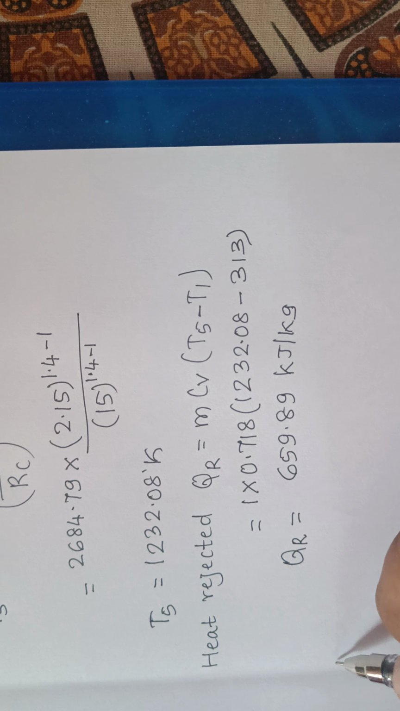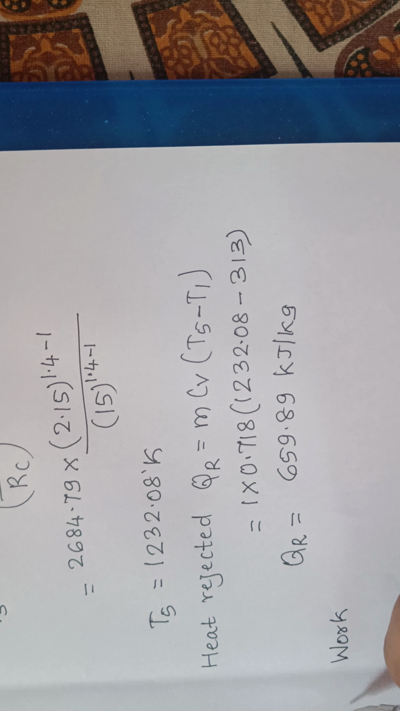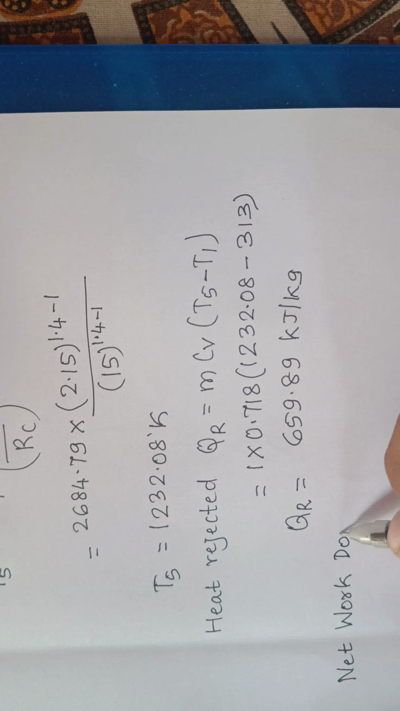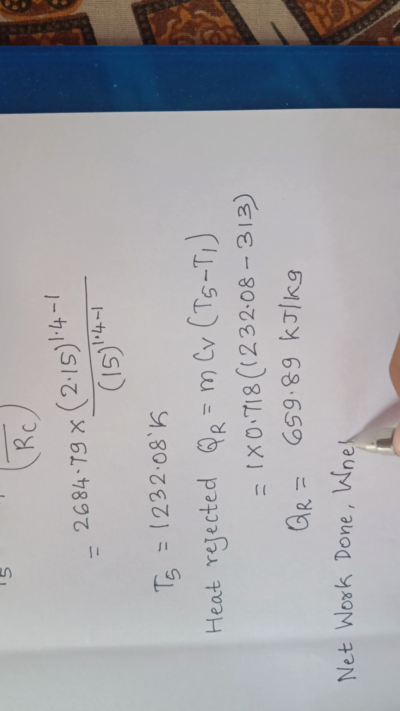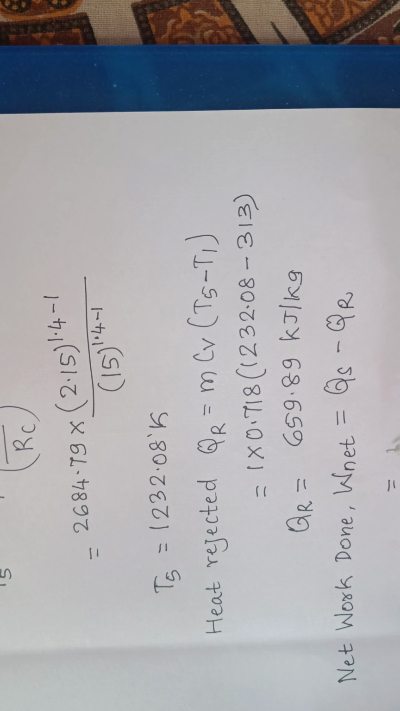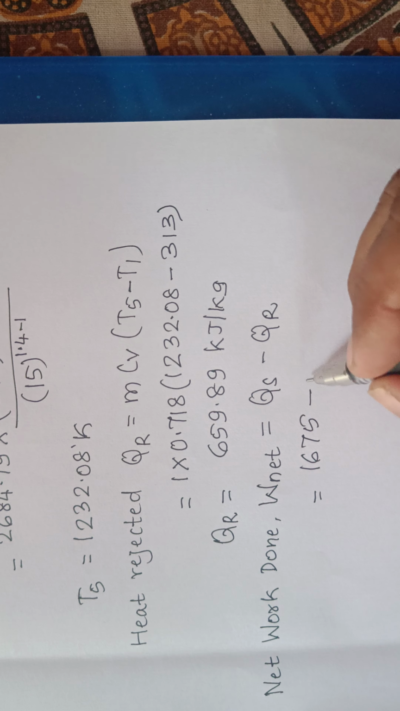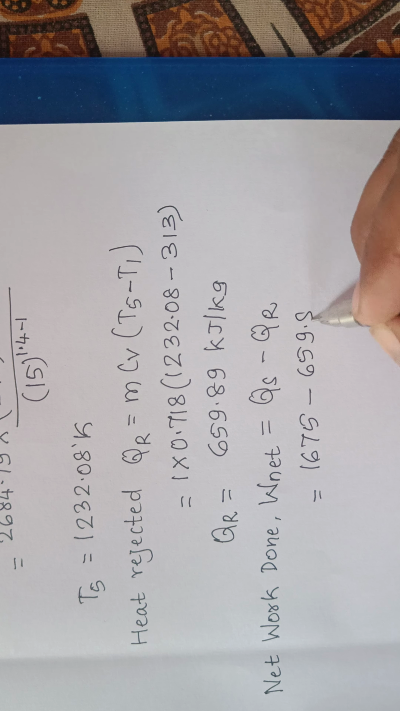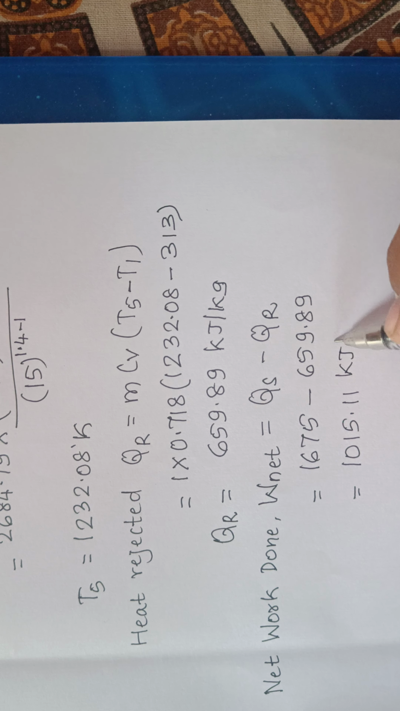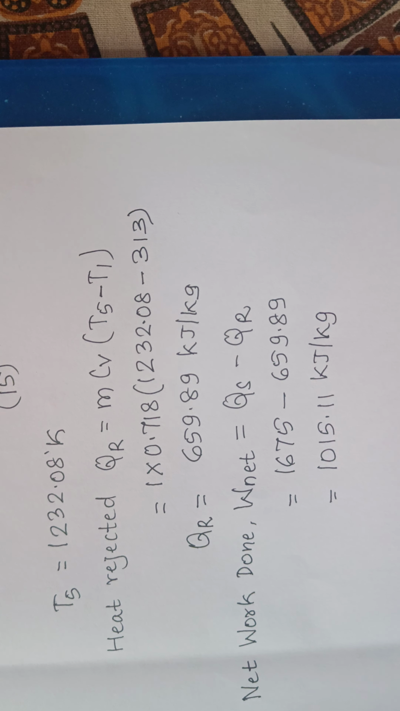So I have found out the value of QR, heat rejected. Next find out net work done. Net work done, W net, will be equal to QS minus QR. So 1675 is given in the problem, minus heat rejected, 659.89, which you have just calculated. You'll get it as 1115.11 kilojoules per kg.